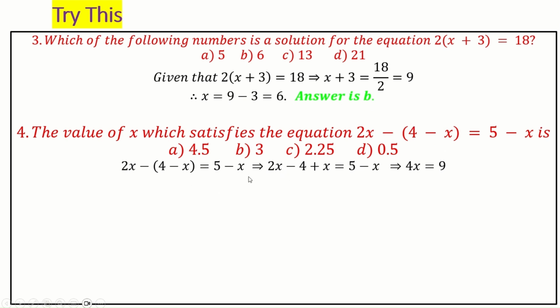You just expand, remove the bracket basically. 2x minus 4 plus x equal to 5 minus x. Okay. Which means 3x, then this minus x will go to the other side. It will become 4x. 4x equal to 9. So x equal to 9 by 4. 9 by 4 is nothing but 2.25.